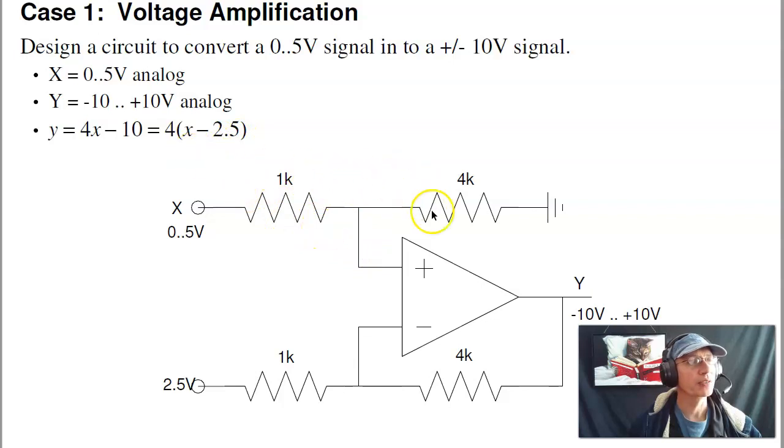The gain is 4, a 4 to 1 ratio. X goes on the plus input as a positive gain, and the minus input is 2.5 volts. So this is kind of a multiplier and a level shifter. Convert the 0 to 5 volt signal into a plus minus 10 volt signal. That's one application of an instrumentation amplifier.